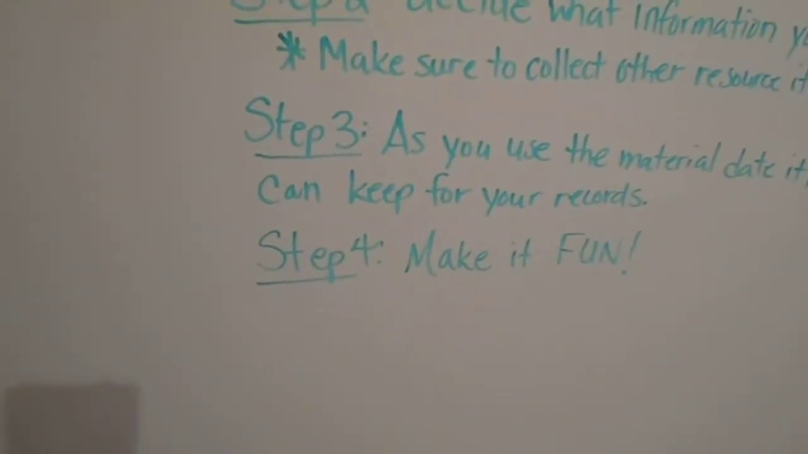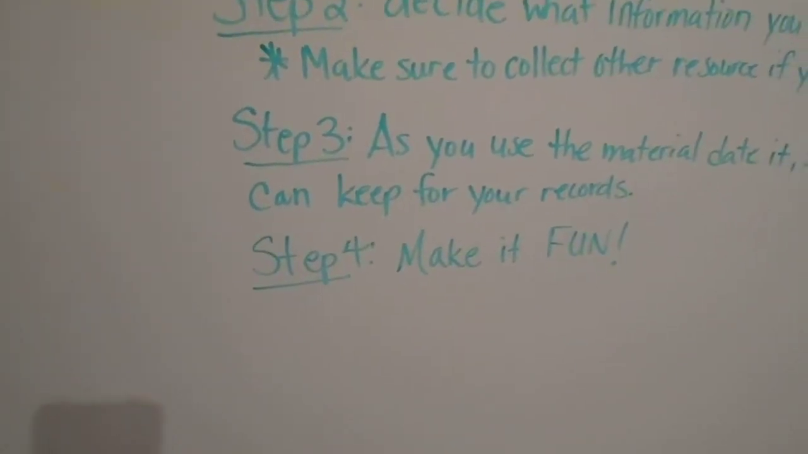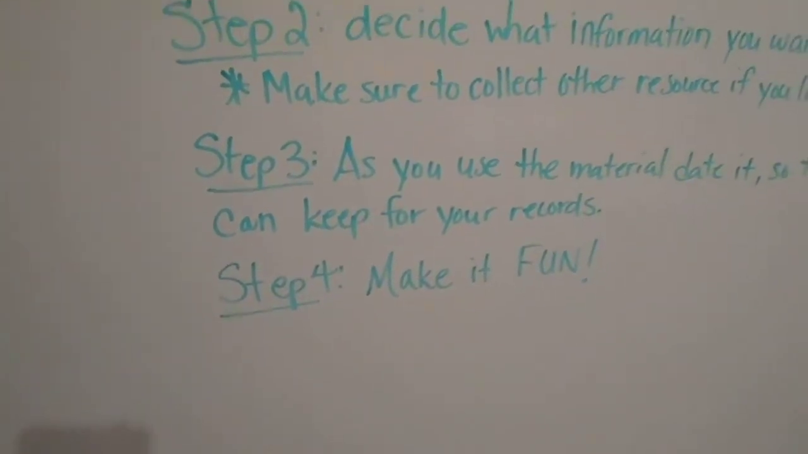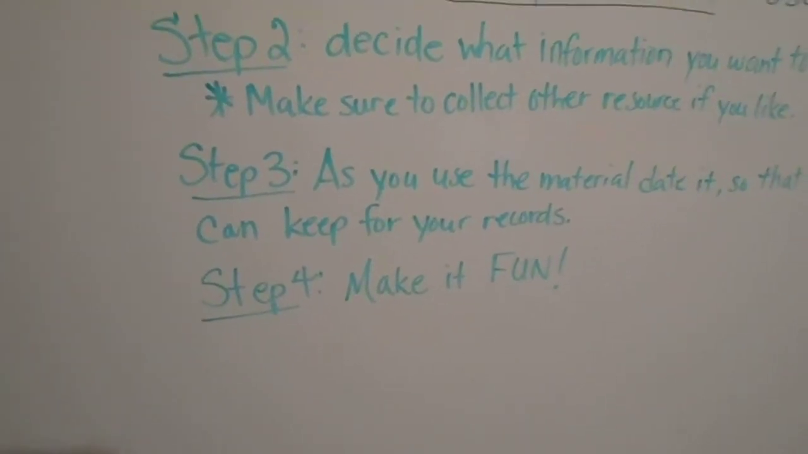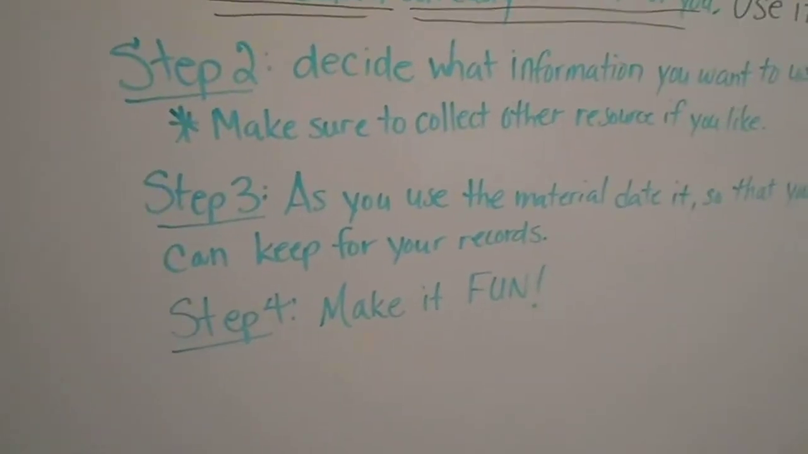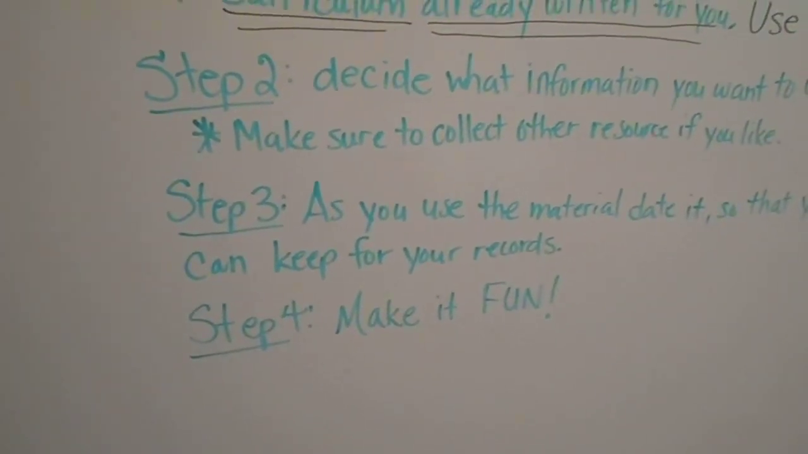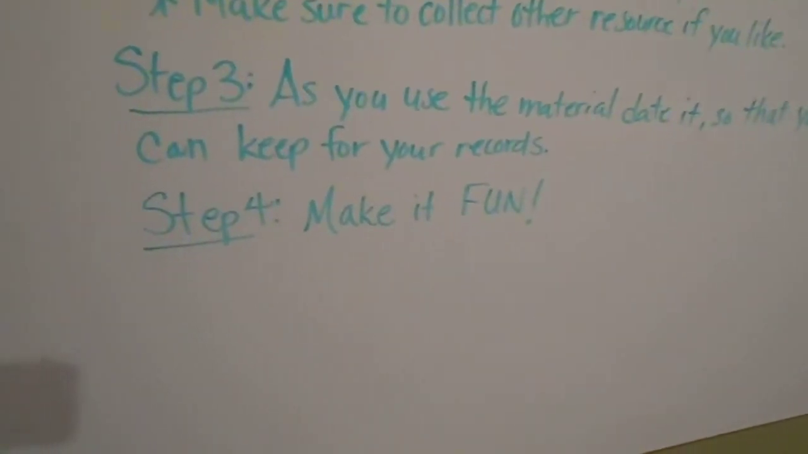And the 4th step is just basically make it fun. Don't make it drudging or apprehensive, where the children really don't want to learn. Make it fun. Make it fun for yourself. That's why I say pick and choose what you want to use, because if it's not interesting to you, then how are you going to make it interesting to your children when you're teaching them?